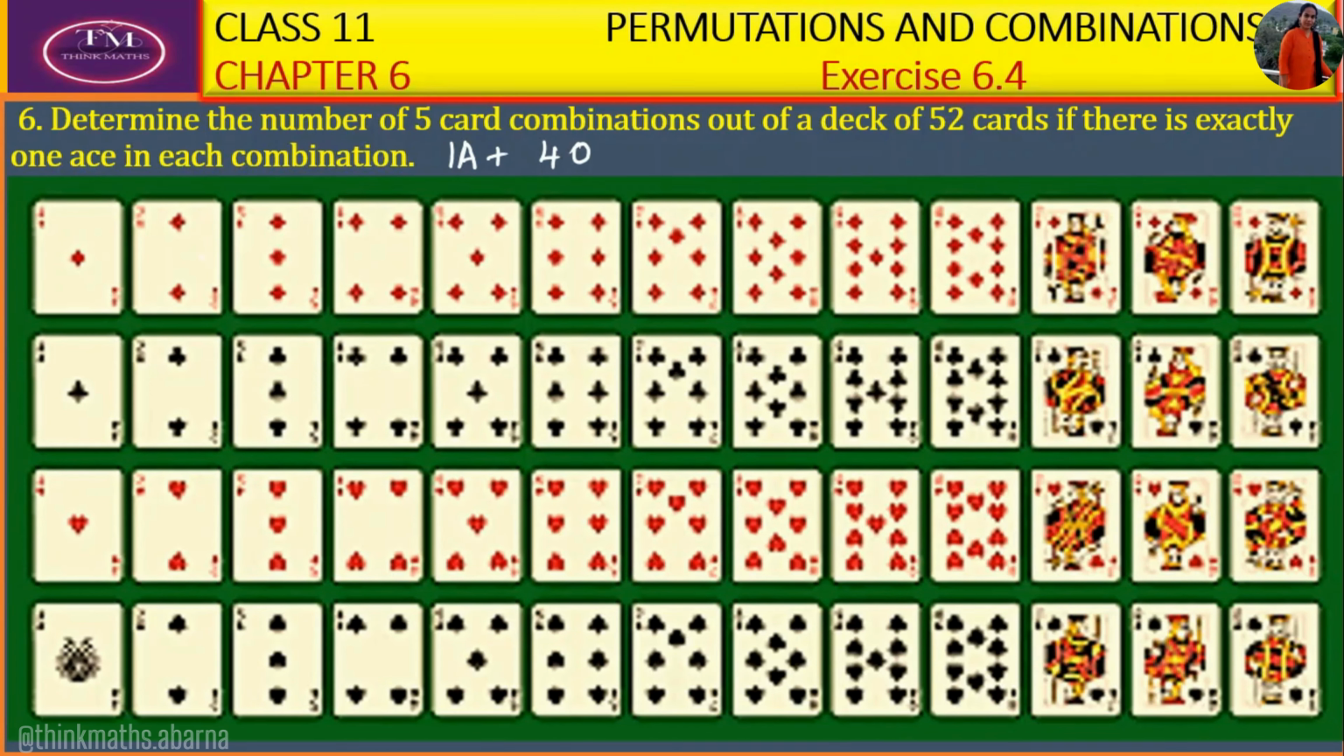So how many ace cards do we have? In total, you have 52 cards. Number of ace cards is 4. These are the 4 shapes of ace cards. So from the 4 ace cards, for each combination, we have to choose one ace. Clear, children? Understood? So let us get into the problem.